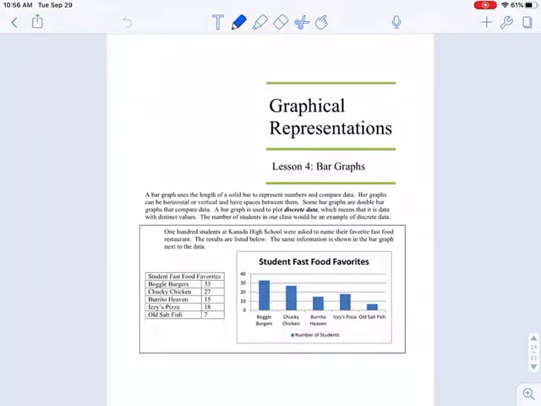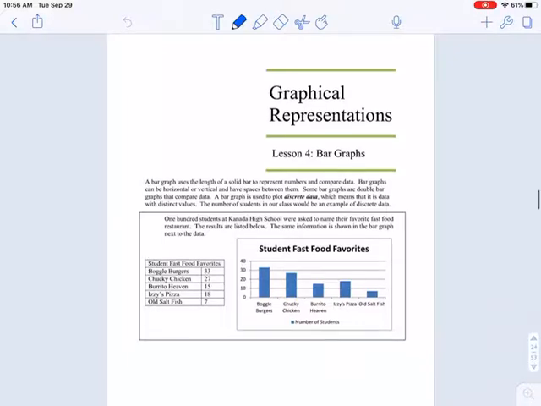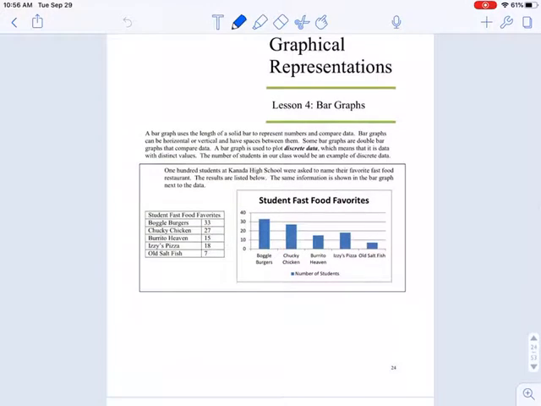All right, welcome to lesson 4, bar graphs. So in this lesson, we'll just talk about bar graphs. A bar graph uses solid rectangles, squares, solid bars to represent numbers and to compare data. Bar graphs can be either horizontal or vertical. So in this first example, this is a vertical bar graph.